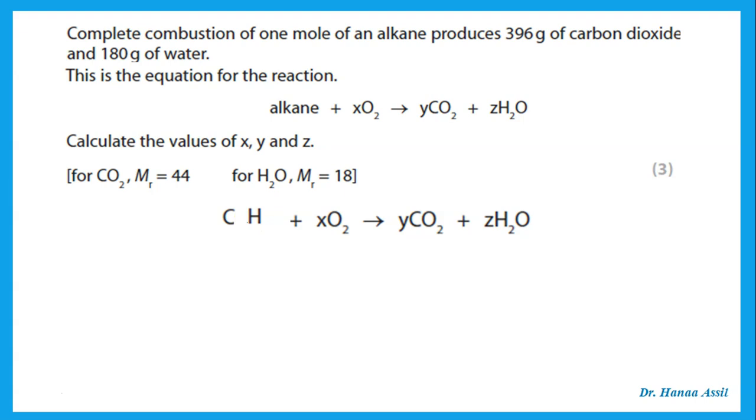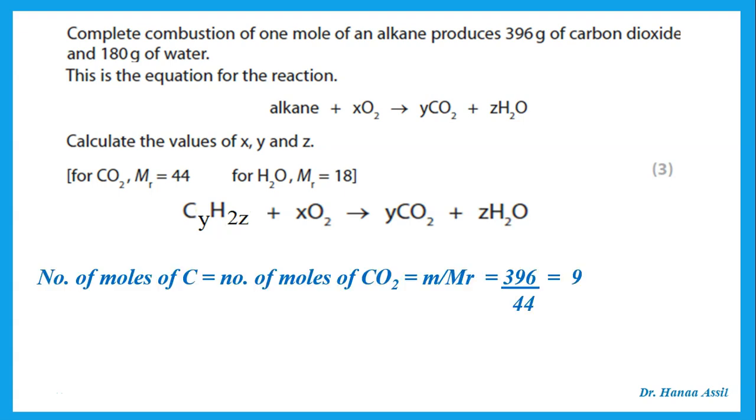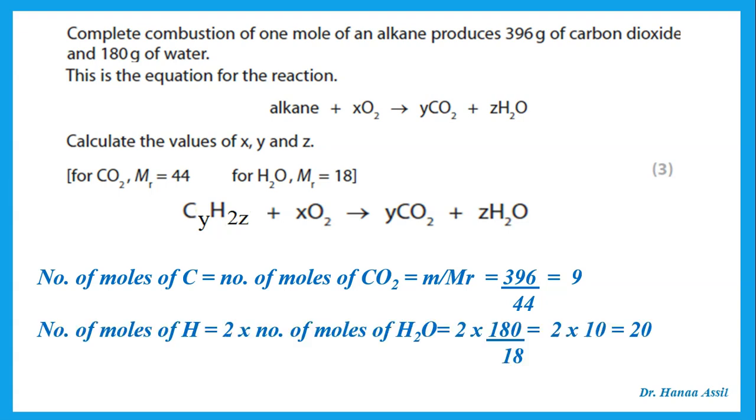According to this, if we have Y of CO2, that is the number of carbons. And if we have Z of H2O, that means the number of hydrogens is 2 times Z. So we can get the formula of the alkane from getting the number of moles of each of these. The number of moles of carbon is the same as the number of moles of carbon dioxide. Carbon dioxide is mass over molecular mass. This gives 9 moles of carbon. So that means Y is 9.